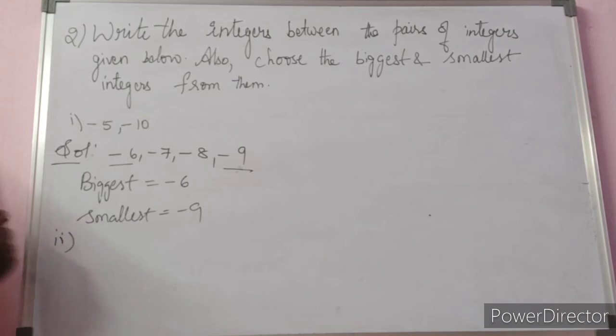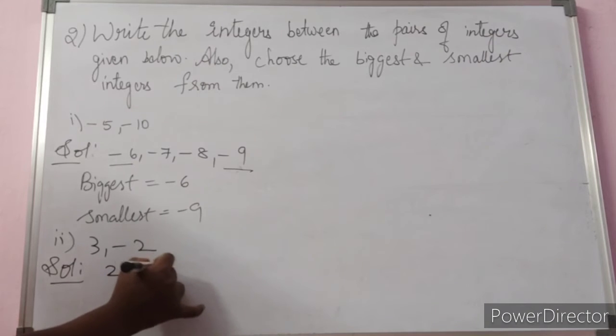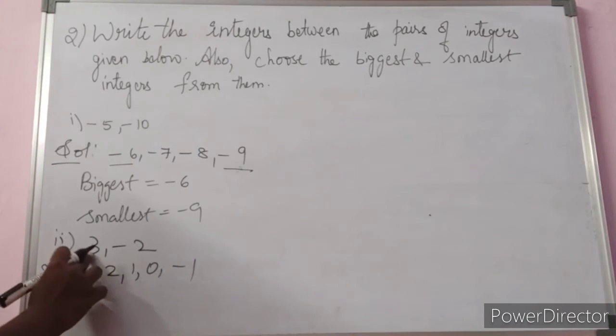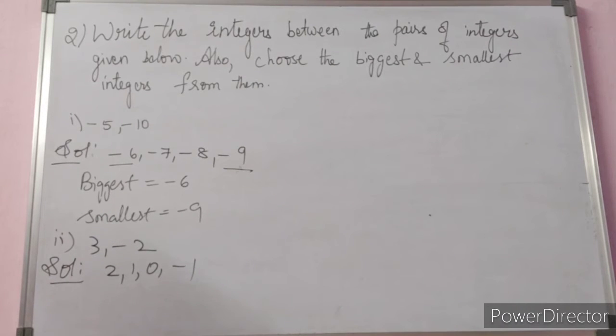And the next question is 3 and -2. Okay, 3 and -2, the numbers in between are 2, 1, 0, -1. Remember the number line and how you write. In between 3 and -2: 2, 1, 0, -1. Here the biggest one is 2 and the smallest is -1. Biggest is 2 and the smallest is -1.